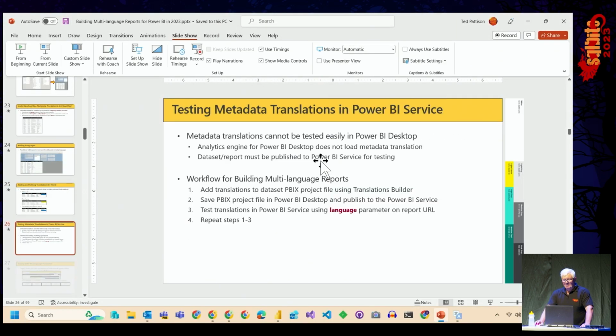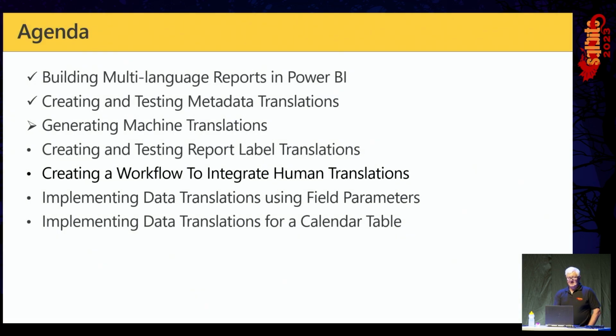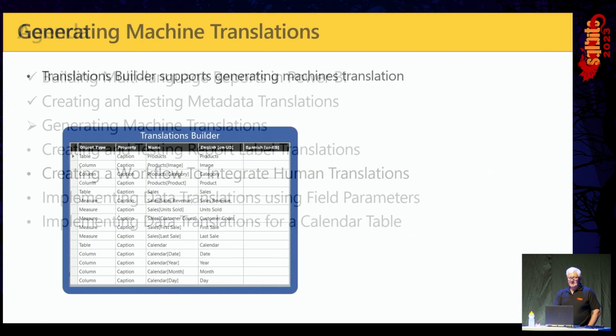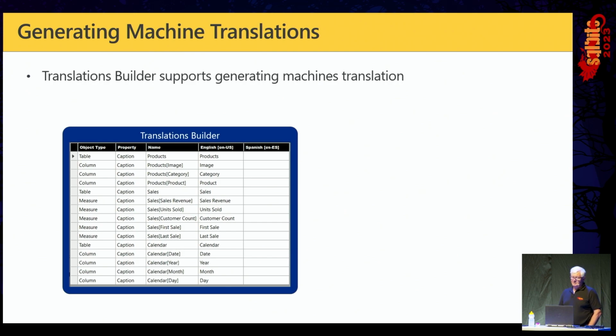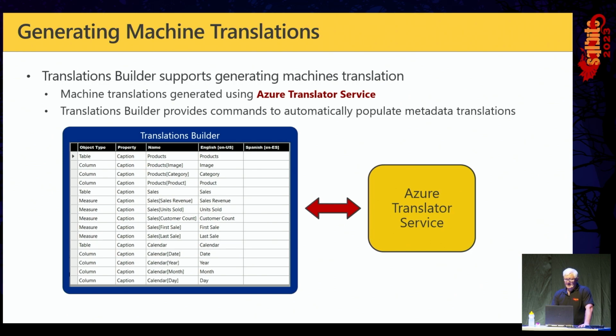Okay, now, because we're a little pressed for time here, let's go ahead and move to the next section. So the next thing we're going to look at is generating machine translations. The whole idea of machine translations, even though they might not be your ultimate endpoint in getting the results you want, is that they can be beneficial. One of the things my tool has done is integrate with Azure Translator Service. And the idea is that you can automatically generate machine translations for all the things that you need.